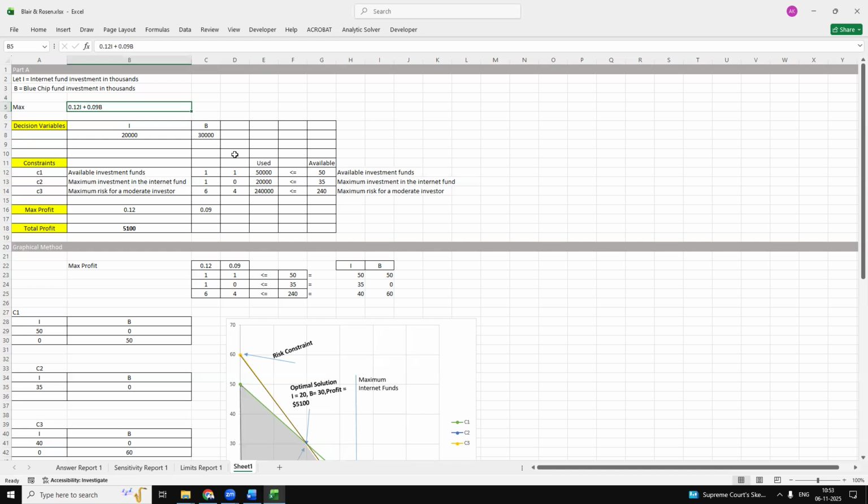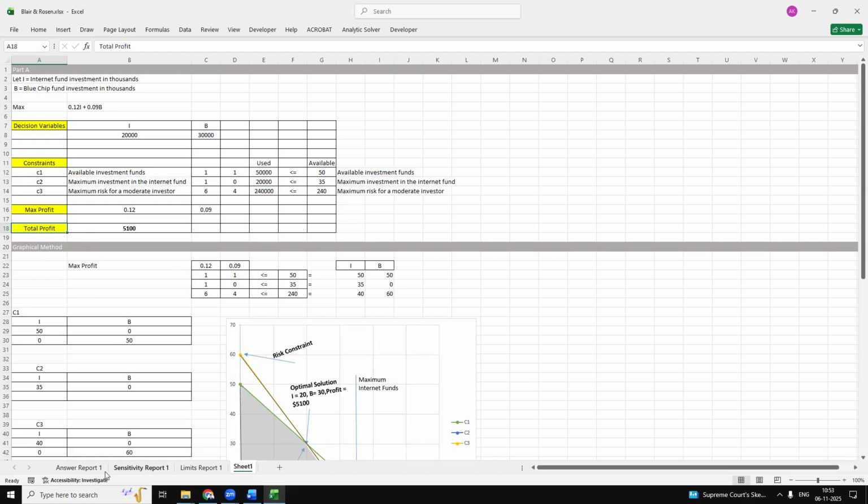Now, this one is our decision variables. This is automatically captured using Excel solver. I ran the Excel solver and these all are the constants, which are defined as per the question. First one is C1, available investment funds. Then maximum investment funds in the internet fund, which is C2. And C3 finally defines the maximum risk for the moderate investor. Now these two are our maximum profit variables. And finally, this is the total profit, which is achieved using Excel solver and Excel formulas.